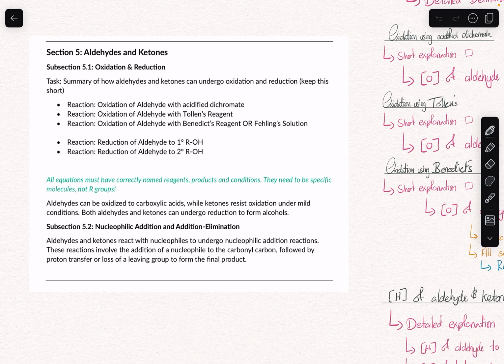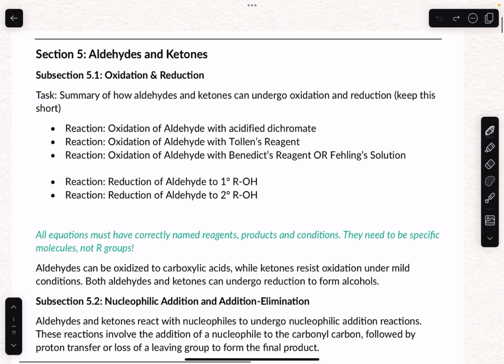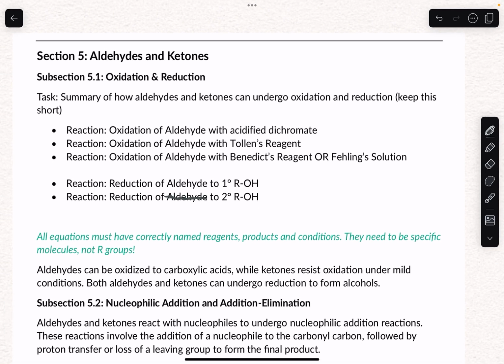These are all essentially the exact same. They just have different conditions. So you can see where that's going. And then you've got reduction of aldehyde to primary and a reduction of an aldehyde to secondary. That doesn't make sense now that I've said it out loud. I think that is a ketone. And it is a typo in the booklet that I've noticed just now. So I'll get rid of that. And that is a ketone.